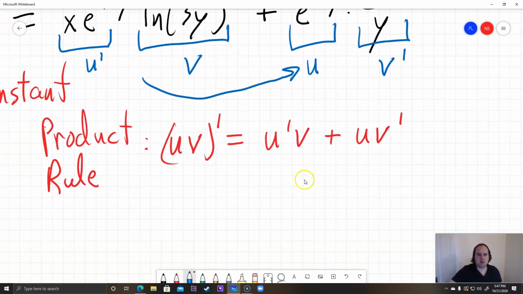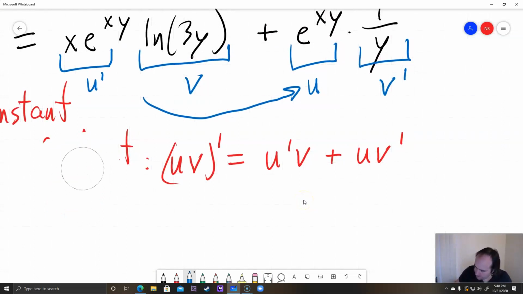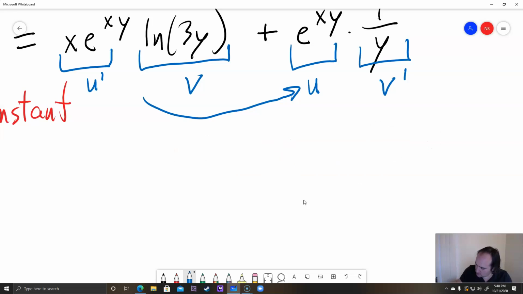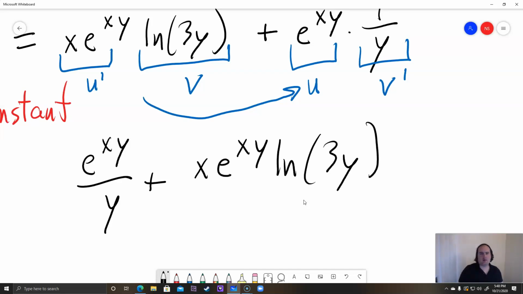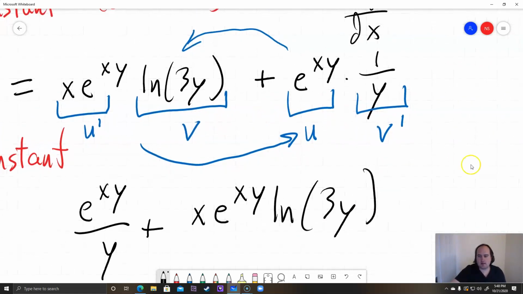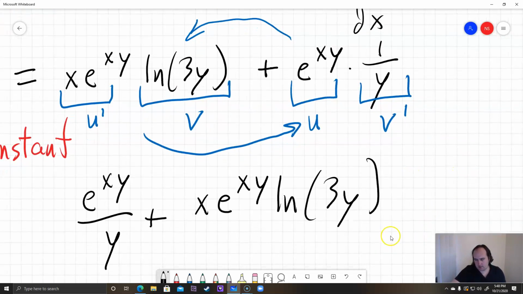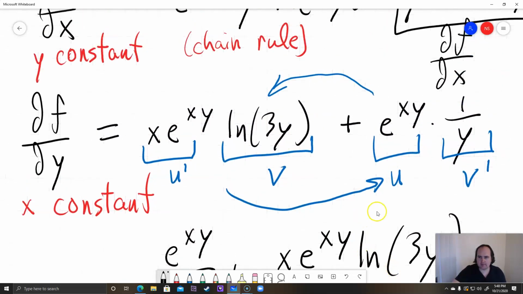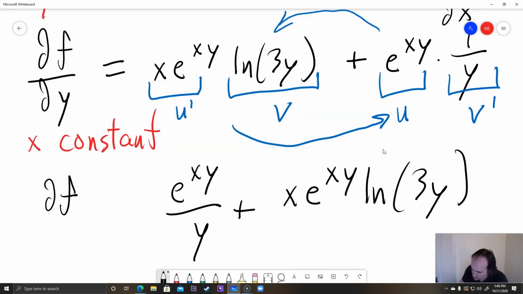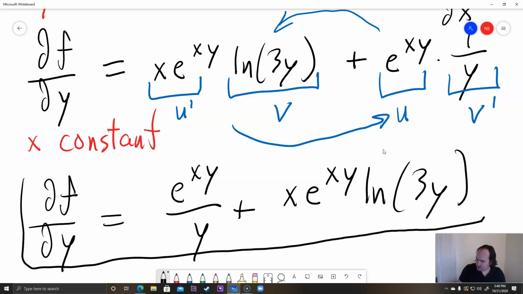So what are we going to have here? Switching the order around, we're going to have e to the xy over y plus x e to the xy times ln of 3y. So I went ahead and switched the order around. I think I did my product rule a little bit backwards from the way most people do it, but that's fine because you're adding. You can always switch the order around. And that's our partial f partial y: e to the xy over y plus x e to the xy times ln of 3y.